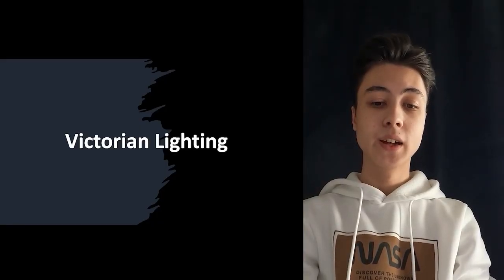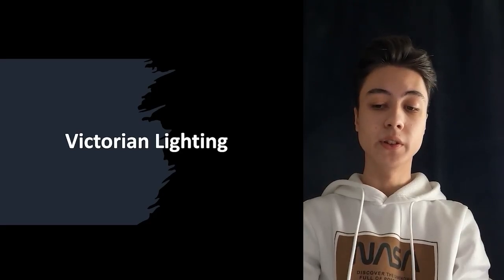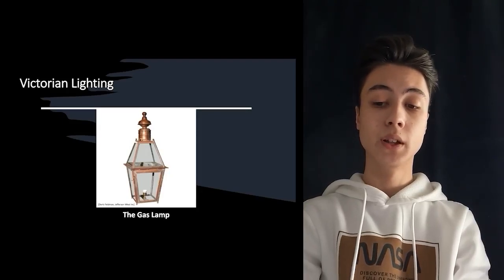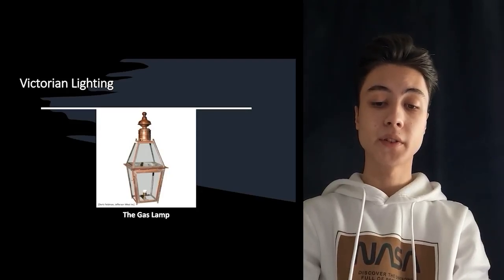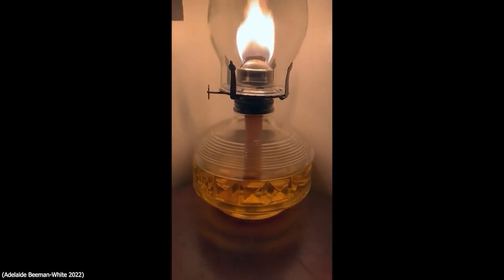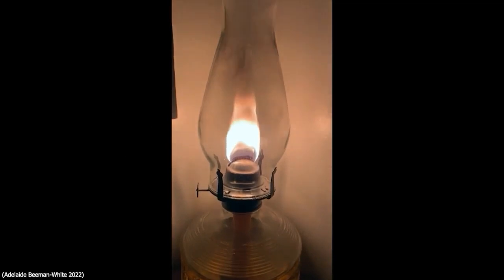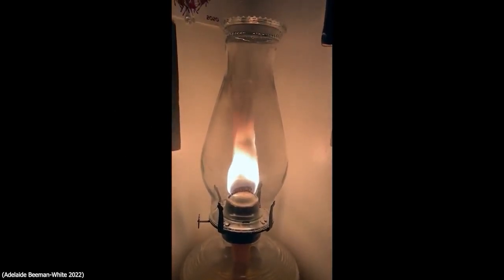Victorian lighting. Until the start of the 19th century, the Victorian era, candles were used as the main source of lighting. A scientific breakthrough by William Murdoch saw the invention of the gas lamp. The gas lamp worked off a mixture of coal gas and oxygen in the air to produce carbon dioxide, CO2, along with a few byproducts, with one being light.